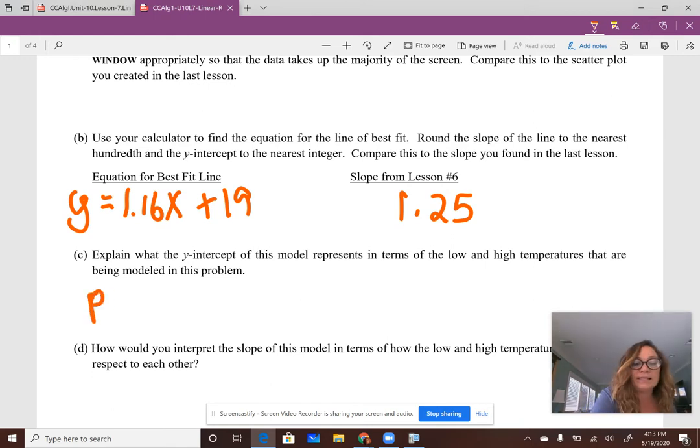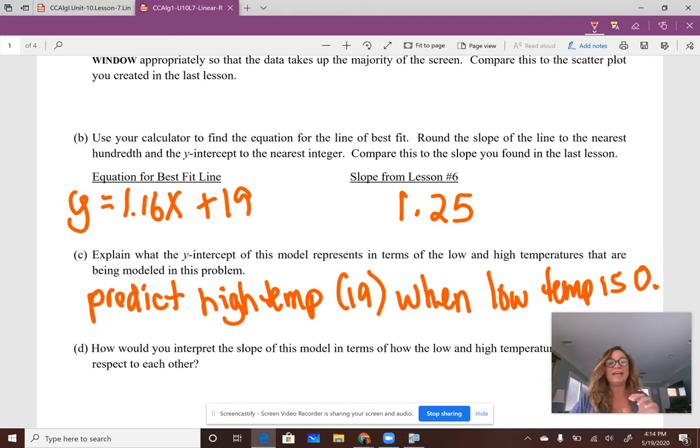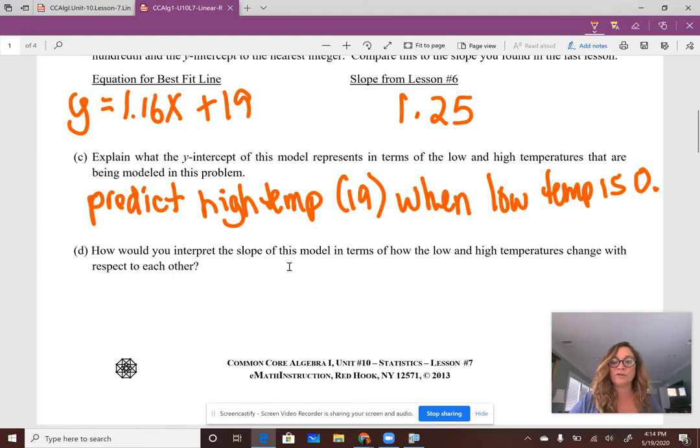It's the predicted high temp, which is 19, when low temp is 0. Your y-intercept is always when there's a 0, okay? How would you interpret the slope of this model in terms of how the low and high temperatures change with respect to each other? Okay, so the slope is positive, which means that they're both increasing, okay?